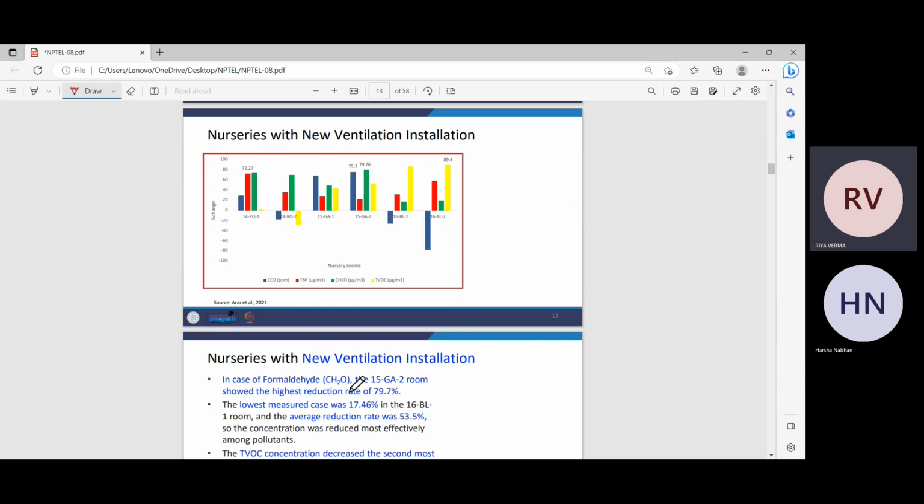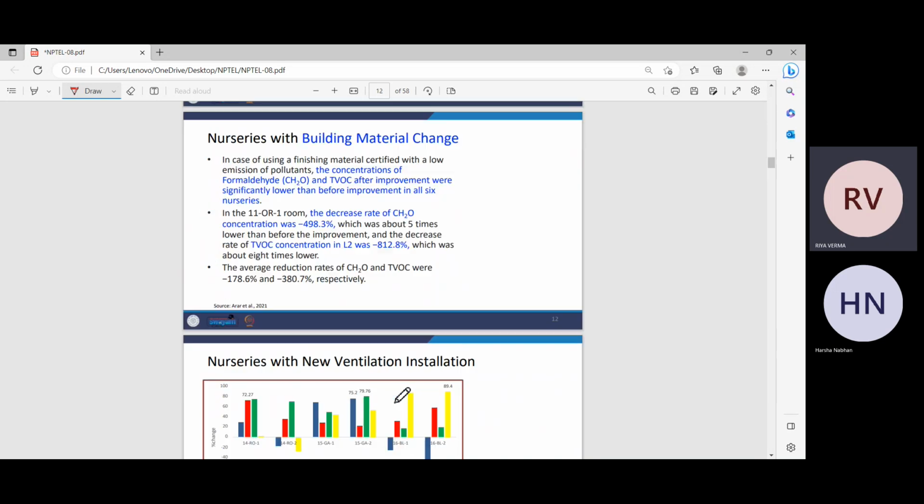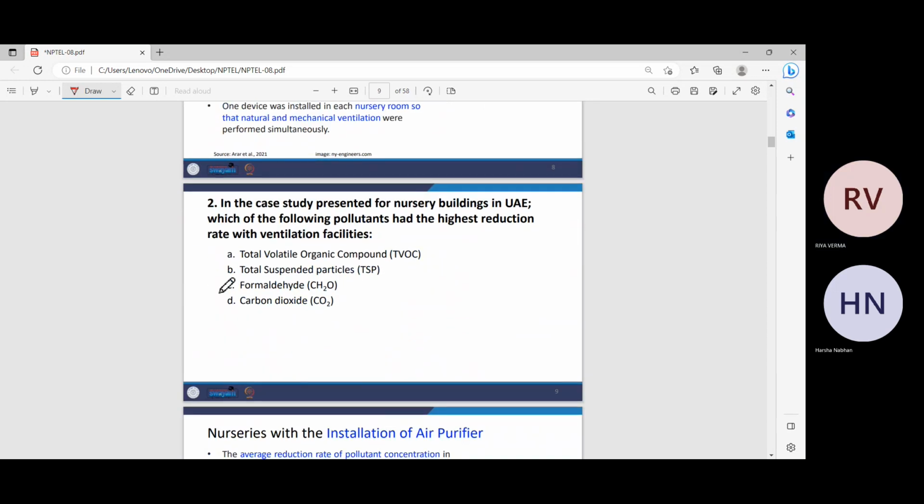Now for the ventilation, in the case of formaldehyde, the highest reduction rate was 79.7%. And then we have TVOCs, which were reduced by a rate of 52.94%. So this will be your formaldehyde.